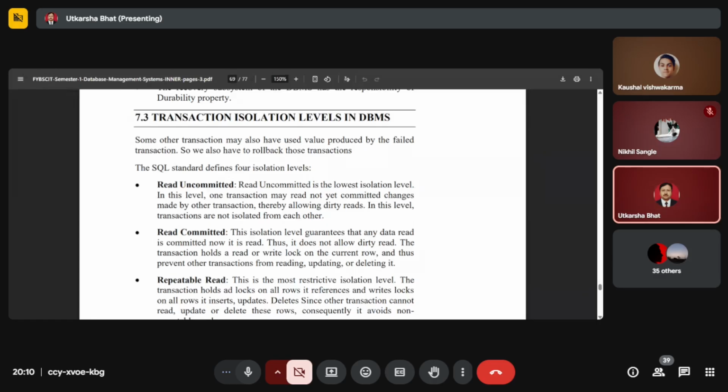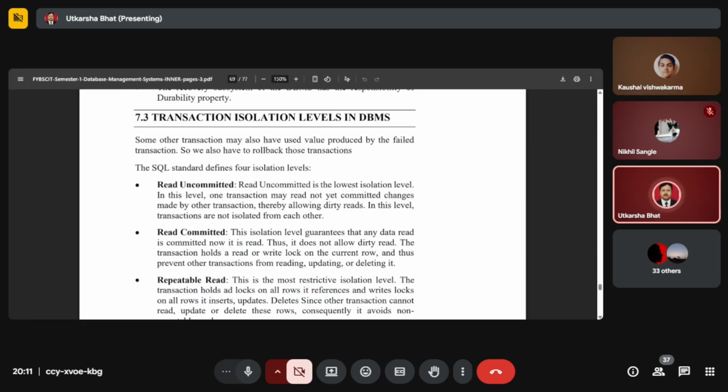Read committed. This isolation level guarantees that any data read is committed at the moment it is read. Thus, it does not allow dirty read. The transaction holds a read or write lock on the current row and thus prevents other transactions from reading, updating, or deleting it. Read uncommitted, read committed, repeatable read.